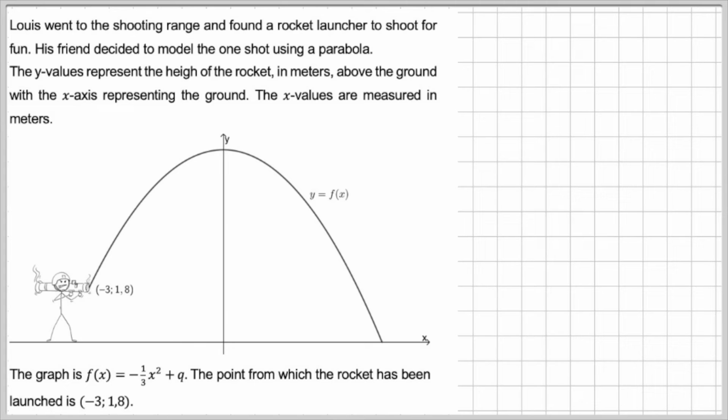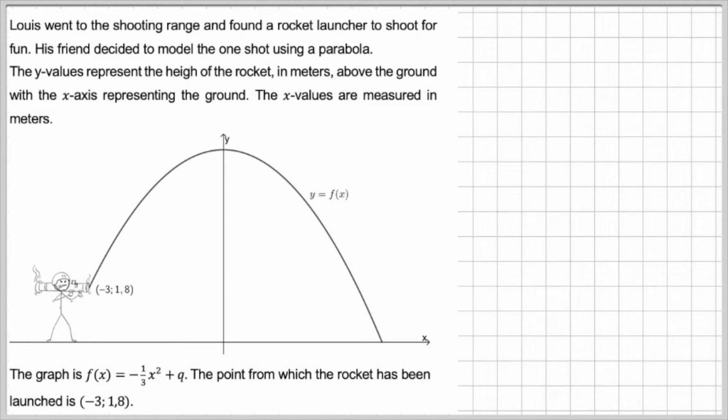So when we look at this, Louis went to the shooting range and found a rocket launcher to shoot for fun. His friend decided to model the one shot using a parabola. The y values represent the height of the rocket in meters above the ground, with the x-axis representing the ground. The x values are measured in meters. So it's a good thing to know that we are working in meters, both for x and y values, while y represents the height.